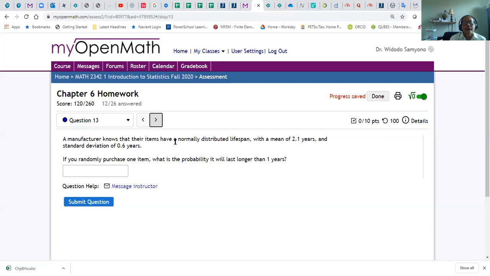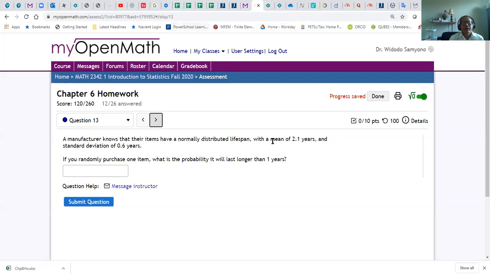Amanda Stotter knows that the atom have normally distributed lifespan with the mean this and the standard deviation this one, okay. And if you randomly purchase one item, what is the probability it will last longer than 1 year? Okay. That means looking for the probability of greater than 1 year, right? Okay, so you need to change to z-score first, right? So you subtract this with the mean and divide by the standard deviation, right?